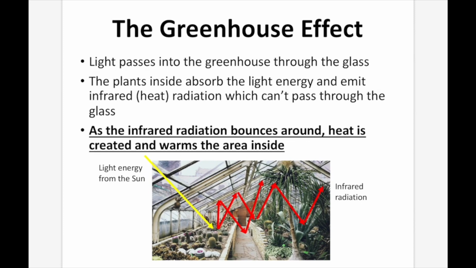The greenhouse effect. So for a typical greenhouse, just a regular greenhouse you might have in your backyard, light is going to pass into the greenhouse through the glass. The plants inside absorb the light energy and emit infrared radiation, or heat, which can't pass through the glass. So you can see these red arrows here bouncing off the glass, they can't get out. As the infrared radiation bounces around, heat is created and warms the area inside. That's why you can walk into a greenhouse in the middle of winter and it not be very cold. This, of course, is required for certain plants to grow in winter climates.